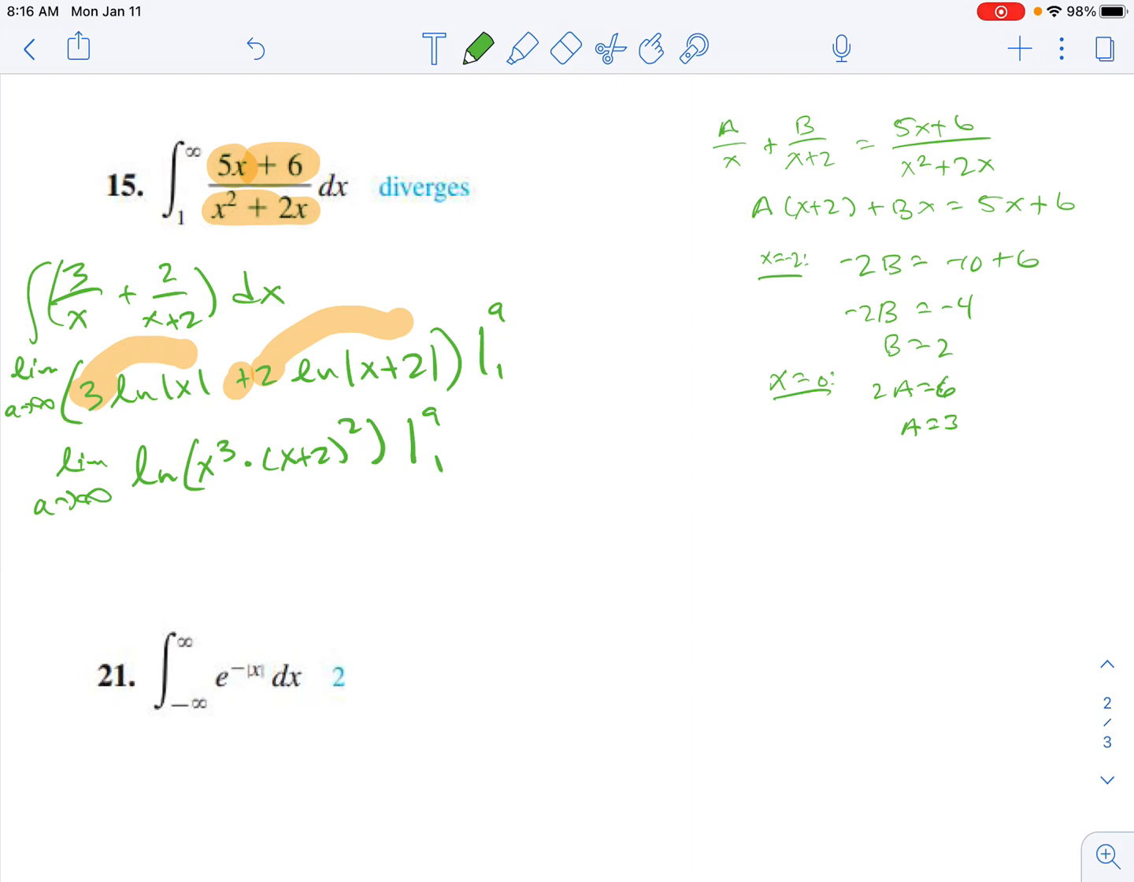And so if we plug infinity into that, we get the limit as a approaches infinity of the natural log of a cubed times a plus 2 squared, minus the natural log of 1 plus 3, or times 3 squared. And so we get infinity minus natural log of 3, which equals infinity, which implies that the integral diverges.